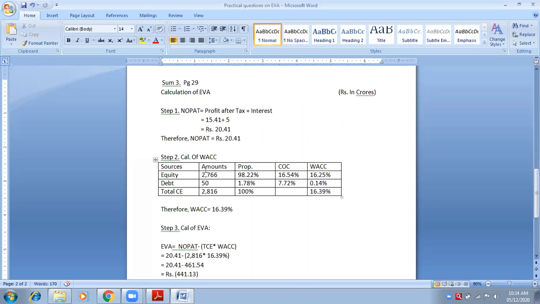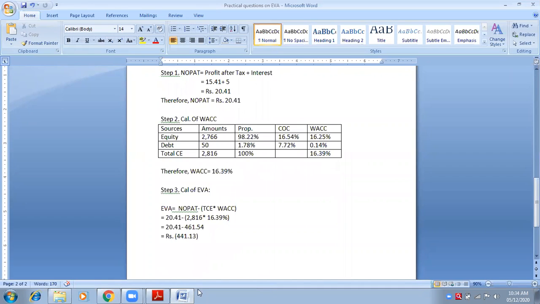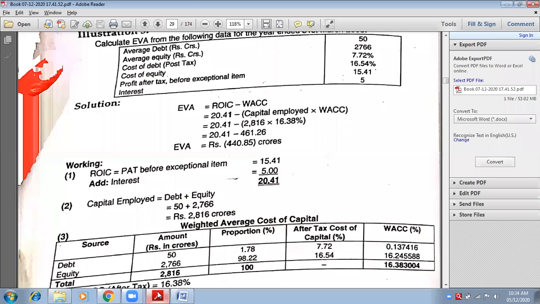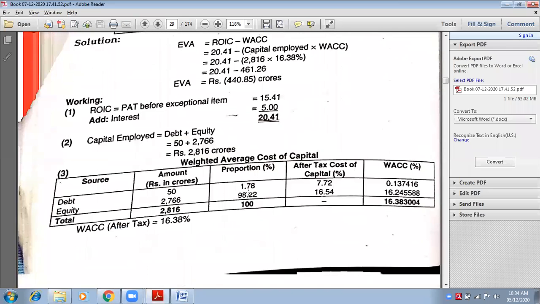Okay, and then again, now WAC. What about WAC? Quickly write down the figures and calculate the WAC. And the last step is applying the formula of EVA. So in 3-4 minutes you can arrive at an answer which is 441.13 negative. You just have to tick the answer, and you are done. So you need to do it very quickly. This type of question can come in the MCQ format also.